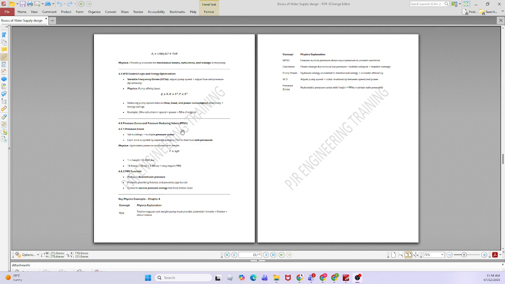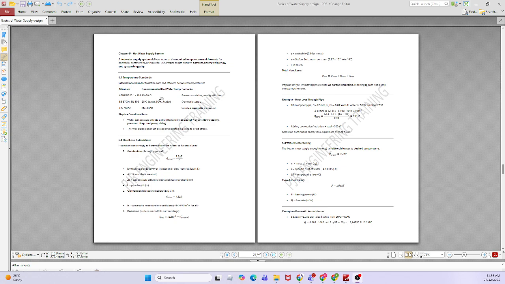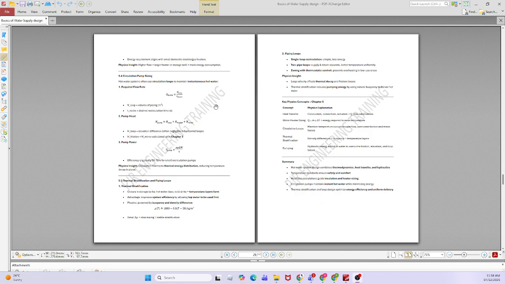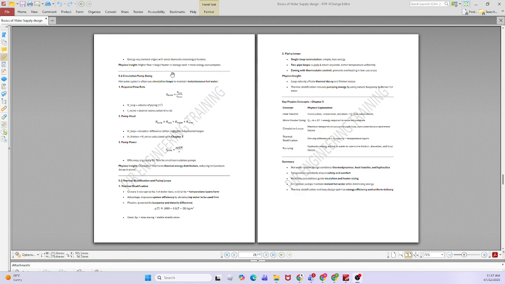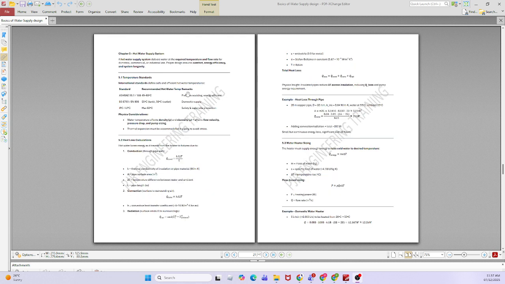Then you have pressure zones, PRV, okay, pressure reducing valves. Where you need a pressure reducing valve, you have to calculate that. Okay, this is a hot water system design. We can study it after some time. Once we are thorough with the domestic water application, the normal cold water application, then we can go to hot water. I will explain it based on the ASHRAE standard.